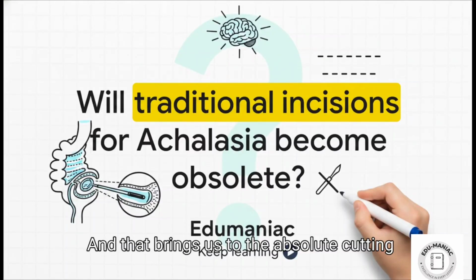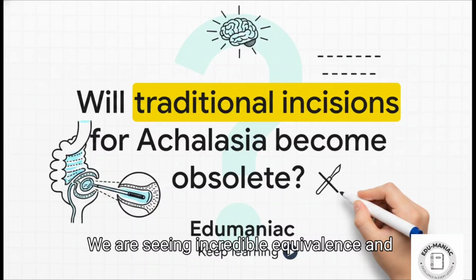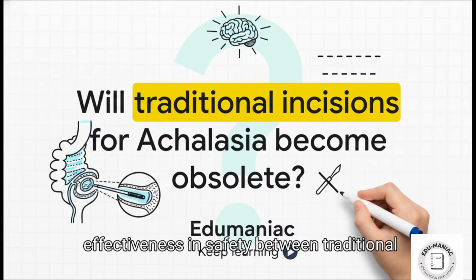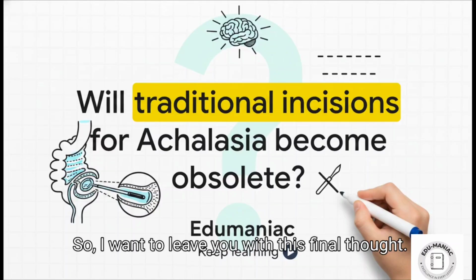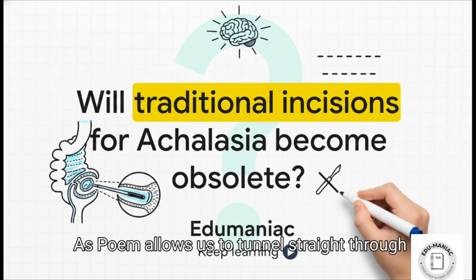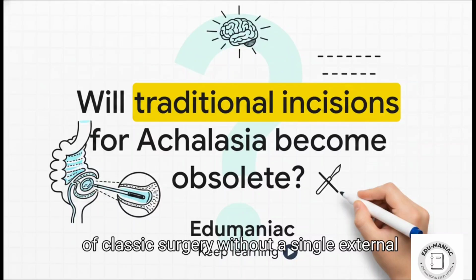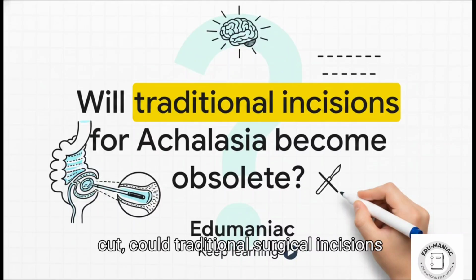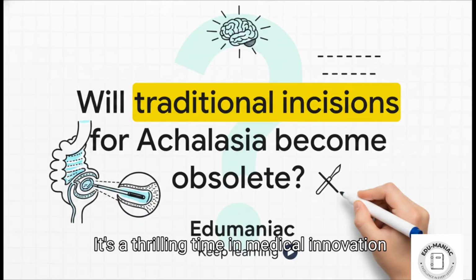And that brings us to the absolute cutting edge of gastrointestinal medicine. We are seeing incredible equivalence in effectiveness and safety between traditional surgical myotomy and the endoscopic POEM procedure. So I want to leave you with this final thought. As POEM allows us to tunnel straight through the submucosa, matching the success rates of classic surgery without a single external cut, could traditional surgical incisions for Achalasia soon become a thing of the past? It's a thrilling time in medical innovation for sure.